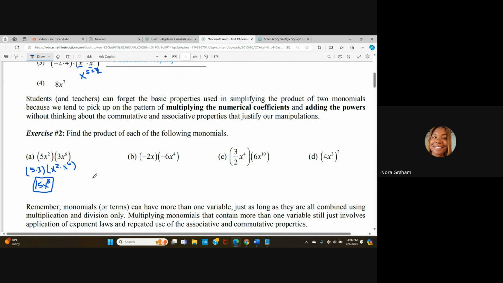All right, cool. Now let's look at B. Again, I get my constants together: -2 times -6. And then again, I have x.